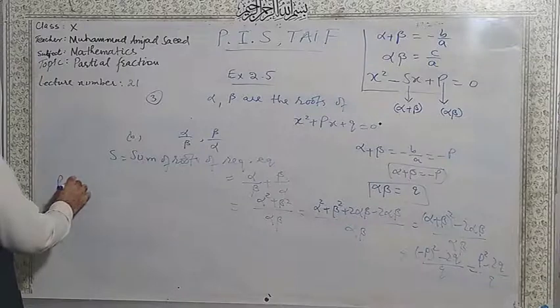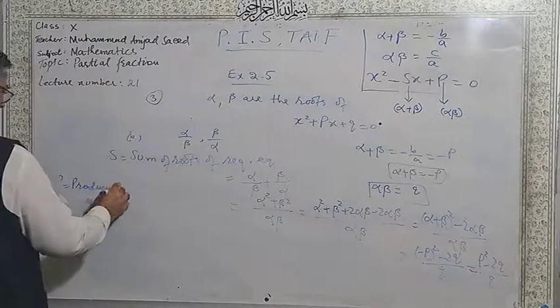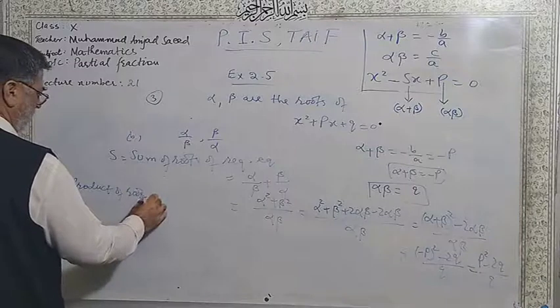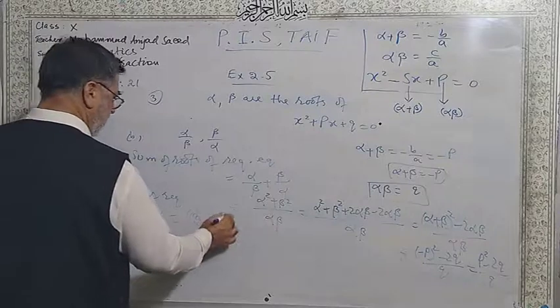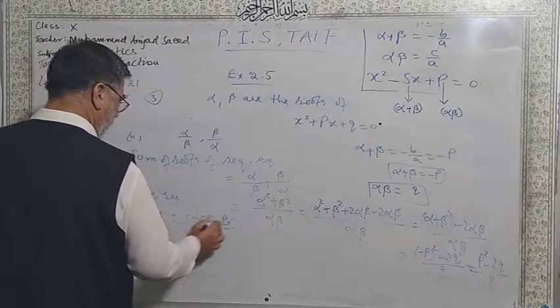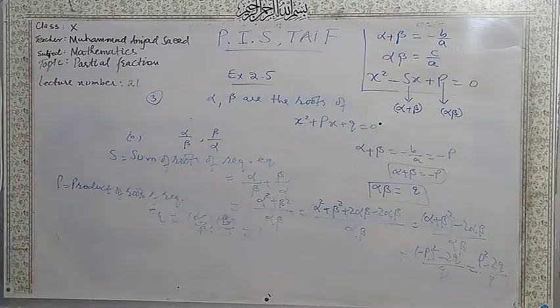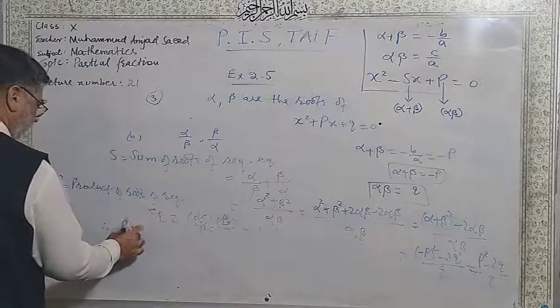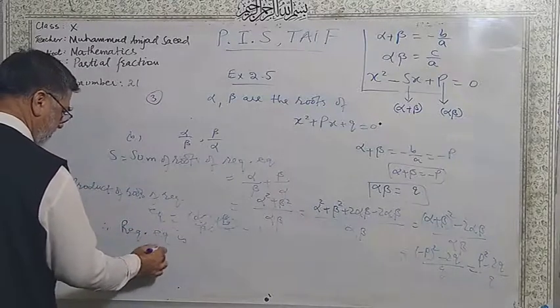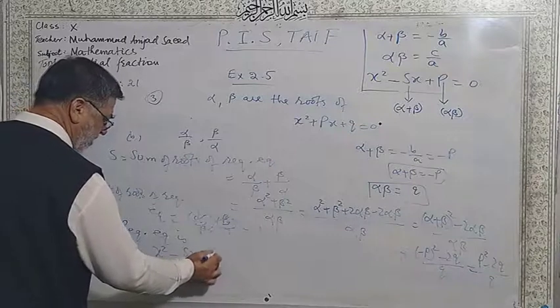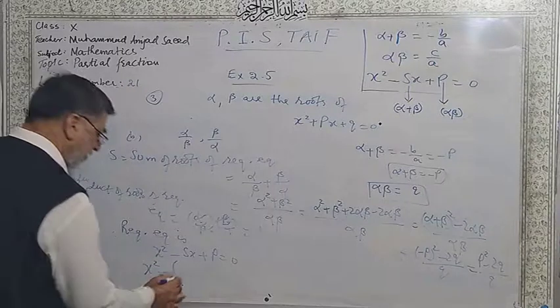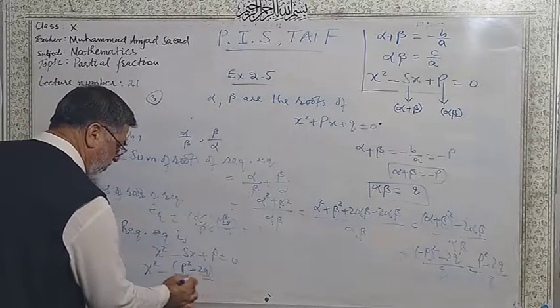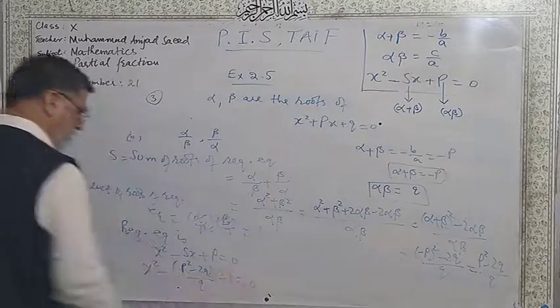After that, p is equal to the product of roots of the required equation, which is alpha over beta into beta over alpha. Alpha alpha cancel, beta beta cancel, giving 1. Therefore, the required equation is x square minus sx plus p is equal to 0, that is x square minus p square minus 2q over q x plus 1.